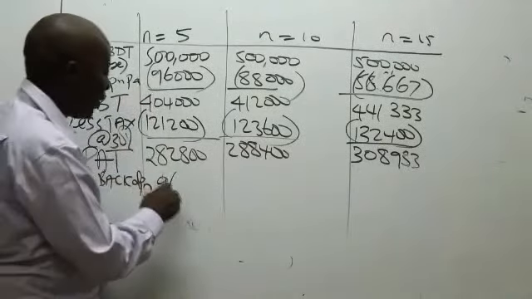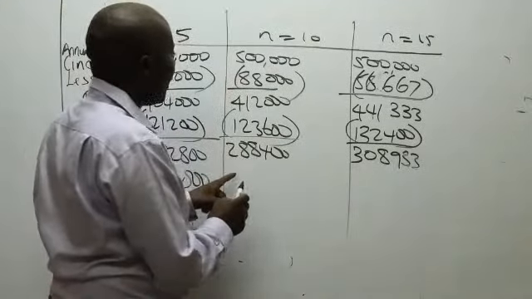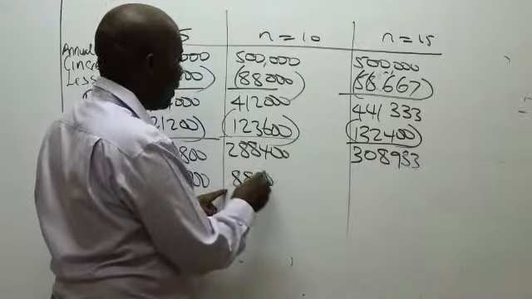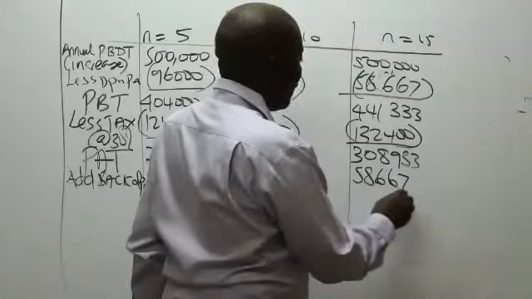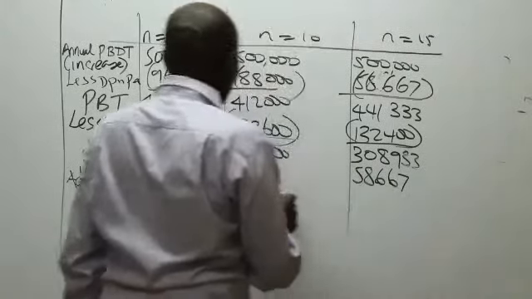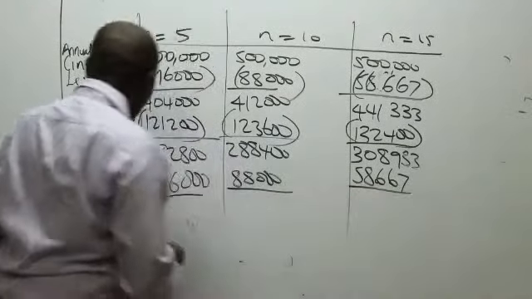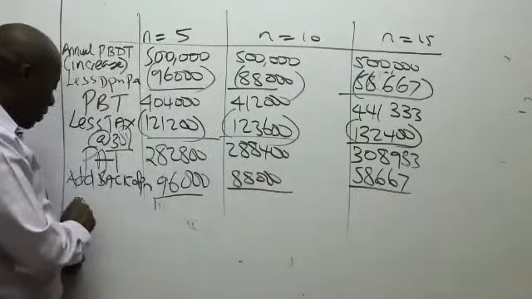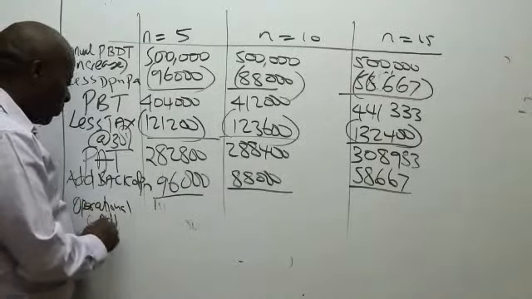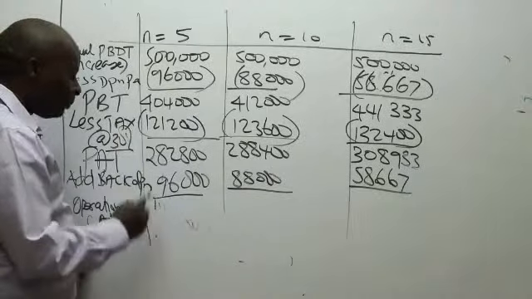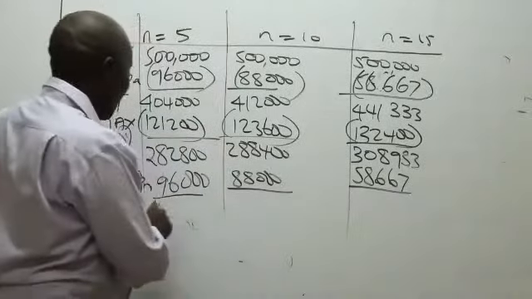I have them here, 96,000, 88,000, and 58,667. So, ladies and gentlemen, could you kindly come and add them for you to give us the operational cash flow from our operations. Ruth tells me 378,800.